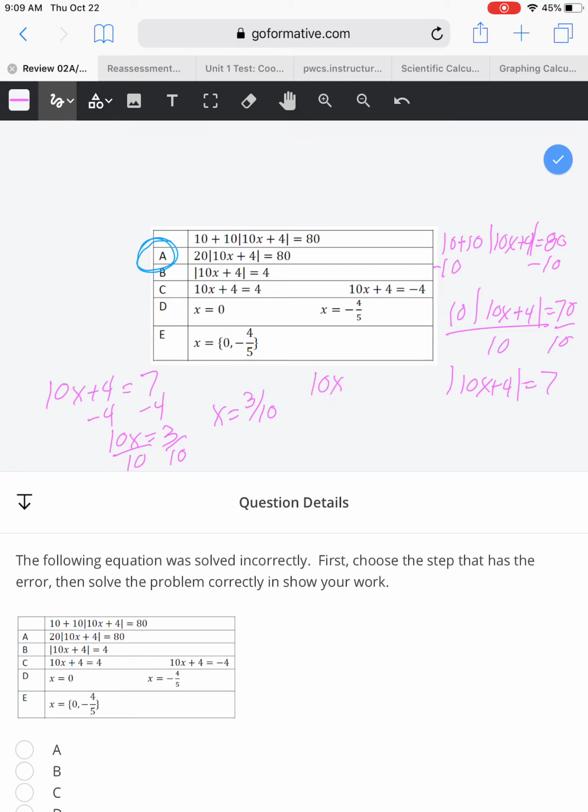And then we have 10x plus 4 is equal to negative 7, minus 4, minus 4. 10x is equal to negative 11. Divide by 10, x is equal to negative 11/10. So that's it solved correctly, but your answer was right in A. A was the biggest issue.